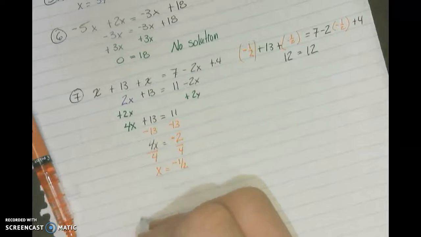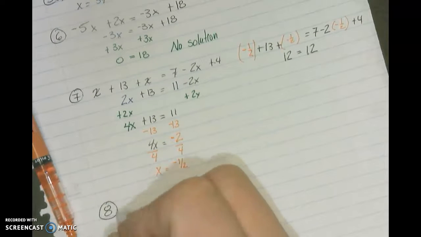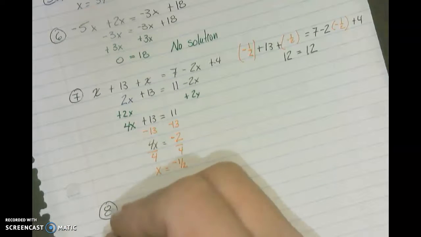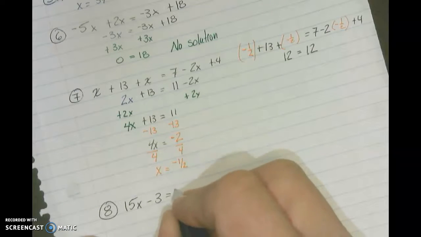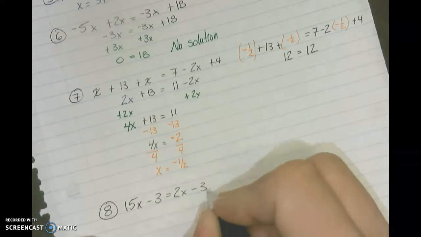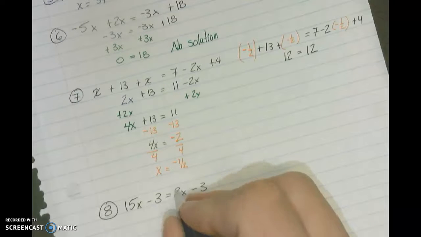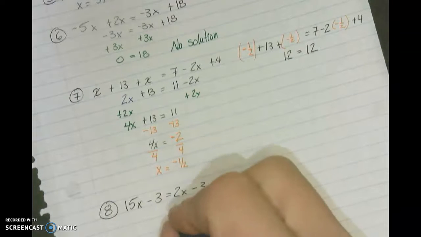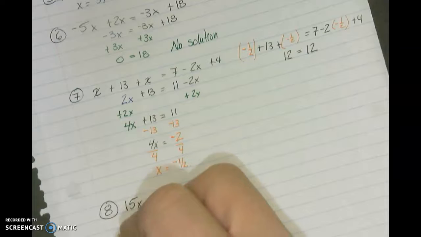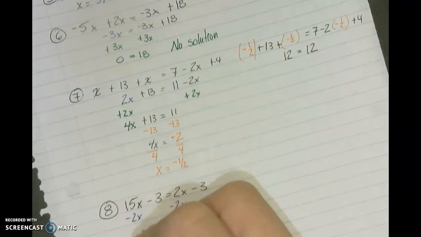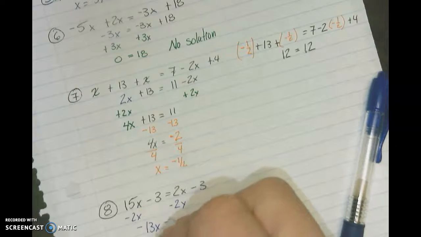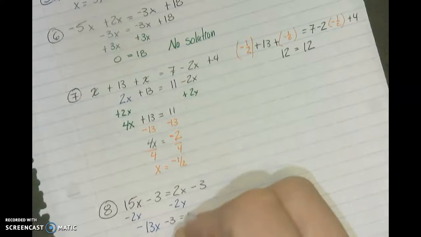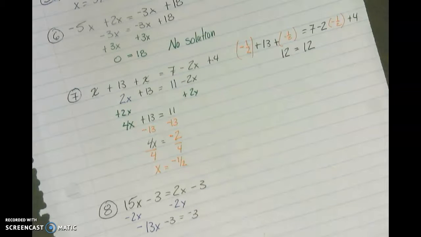All right, so number 8, we are going to have 15x minus 3 is equal to 2x minus 3. So again, I want my x's over on one side, so I'm going to go minus 2x, and that's going to give me negative 13x. I bring down that negative 3, bring down that negative 3, all right? And then I'm going to add the 3.